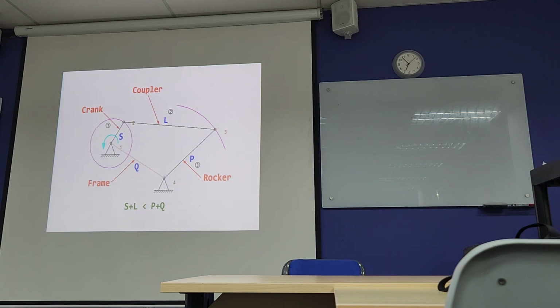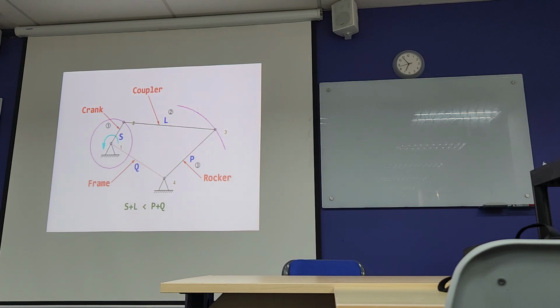Alright, so we come to this condition. What you see, can you figure out what is meant by S, L, Q, and P? Can you look at this S, L, P, and Q? S represents the shortest link in terms of length, so S is the shortest one. L is the longest link.